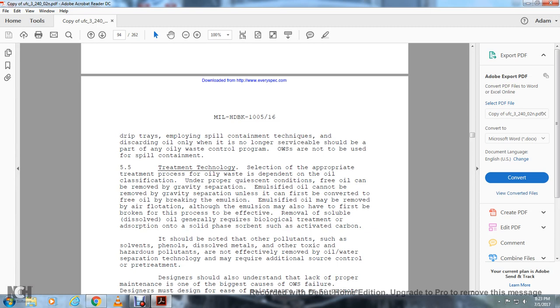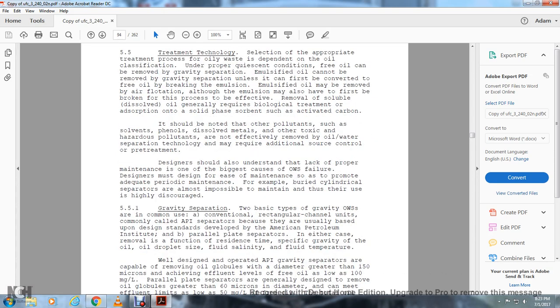Emulsified oil may be removed by air flotation, after the emulsion has first been broken. Dissolved oil generally requires biological treatment and adsorption onto a solid phase sorbent such as activated carbon. It should be noted that other pollutants such as solvents and phenols, dissolved metals, and other toxic hazardous pollutants are not effectively removed by oil-water separation technology and may require additional source control or pretreatment.